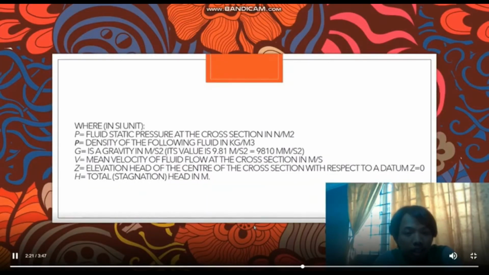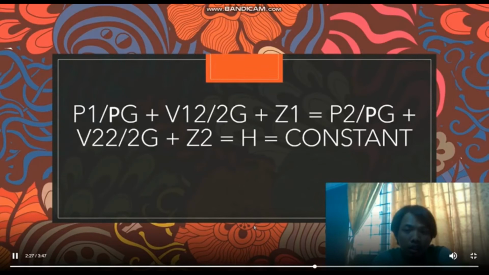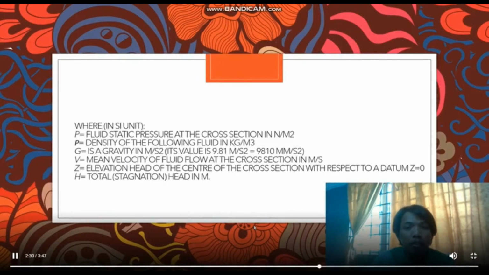In SI units, P is the fluid static pressure at the cross section in Newton per meter squared. Rho is the density of the fluid in kg per meter cubed. g is gravity in meter per second squared. The value of g is normally 9.81 meter per second squared.